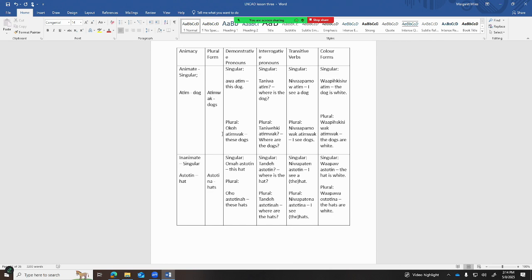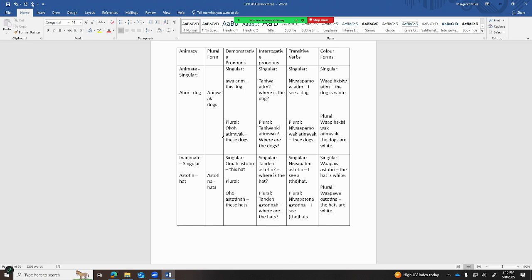Awa atim, singular, this dog. Oko atimag, these dogs. Tanawa atim, where is the dog? Plural, tanwanige atimag, where are the dogs? Transitive verbs, singular: nawapamaw atim, I see a dog. Plural: nawapamawag atimag, I see dogs. Color form, singular: wapikiso atim, the dog is white. Plural: wapikiswag atimag, the dogs are white.